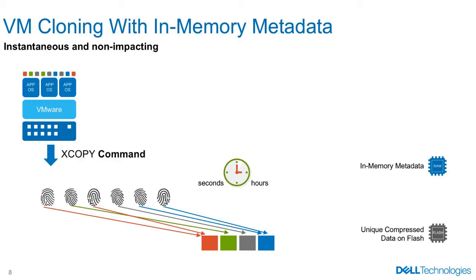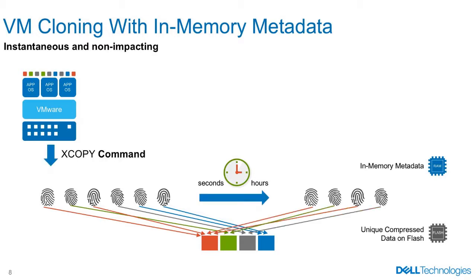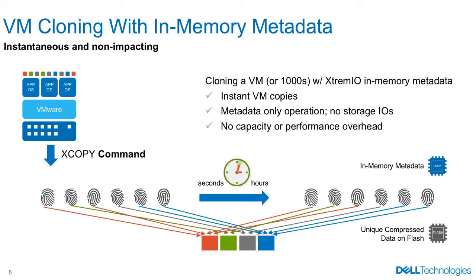Since XtremIO is content aware of the metadata of the data, when we clone a virtual machine, it doesn't matter if we clone 1 VM, 2 VMs, or 1,000 virtual machines, they're all done in memory, and by that we can provide instant VM copies. Since these are only metadata operations, no storage I/O or capacity overhead is involved. And if you don't know, the VMware labs, for example, reside on top of XtremIO, because they need this instantaneous destroying and deploying of virtual machines multiple times a day.